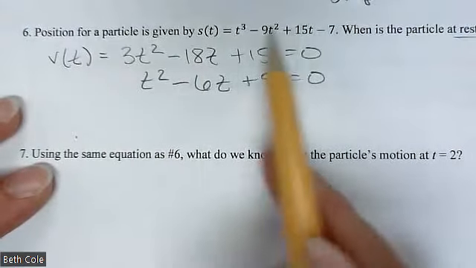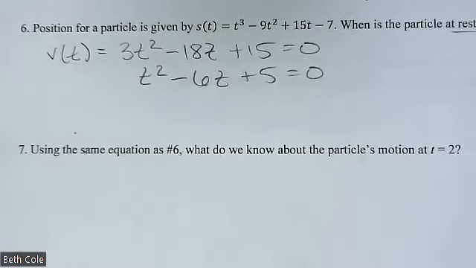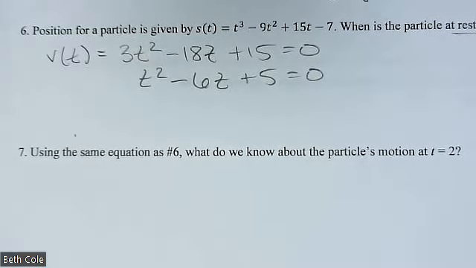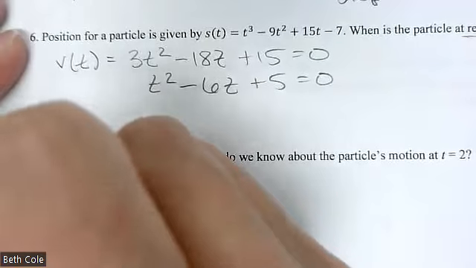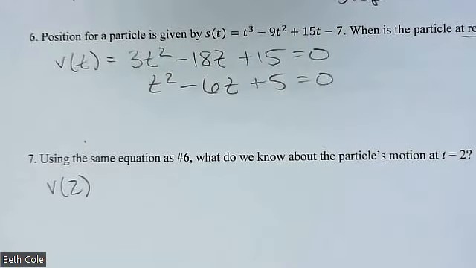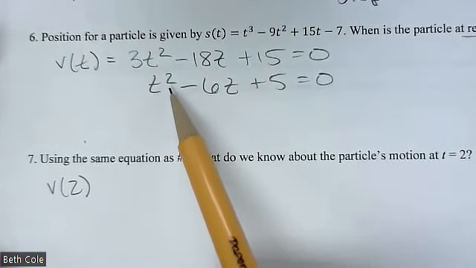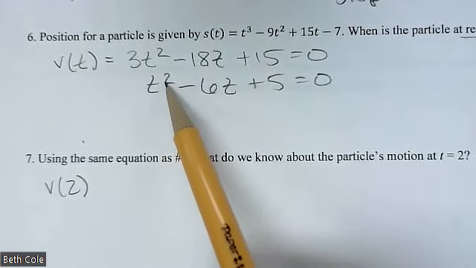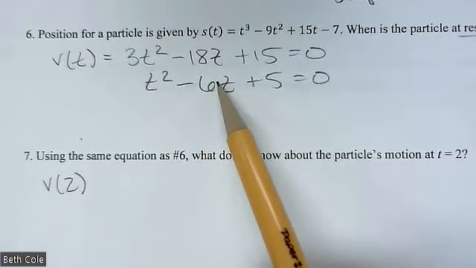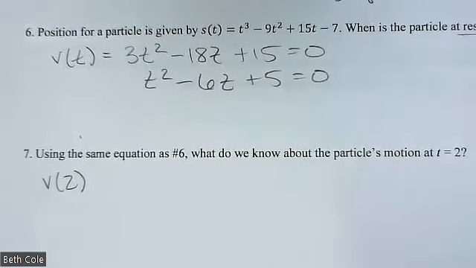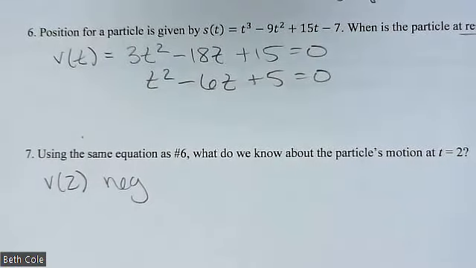Using the same equation as number 6, so we're going to use that one. What do we know about the particle's motion at time 2? We're going to look at velocity at 2 and acceleration at 2 and then see what that tells us. And you don't need to find an actual number. It's just, is it positive or negative? Okay. So we're going to do velocity at 2. And again, you don't need to figure out what it actually is, just positive or negative. So if you plug 2 into this, 2 squared, 4 minus 12 would be negative 8 plus 5. It's going to be negative or less than 0.